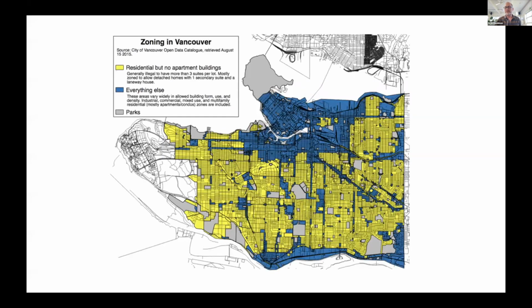So Vancouver is very much like most other North American cities, where we've got these vast swaths, this is the yellow, of so-called single family zones. And then these little corridors where they allow the multifamily housing. Basically everywhere that it's polluted and noisy is where they allow you to put multifamily housing. The quiet areas are reserved for single family.